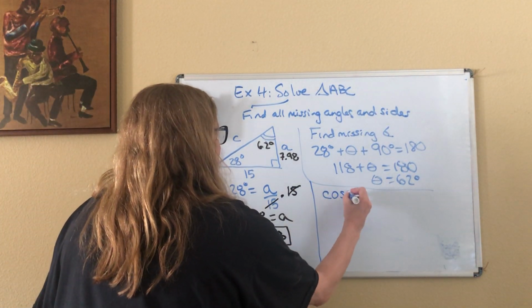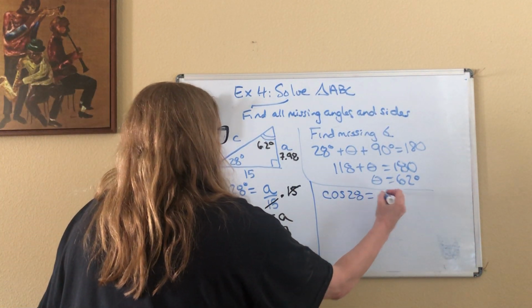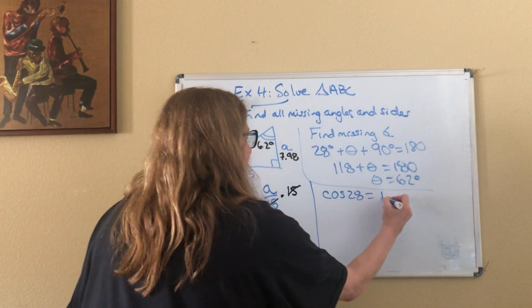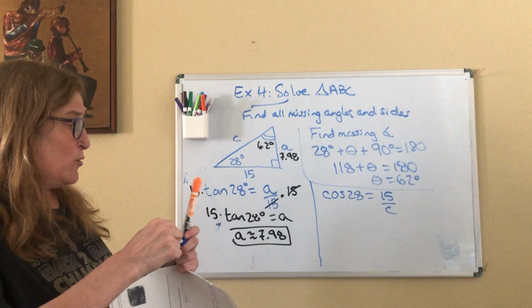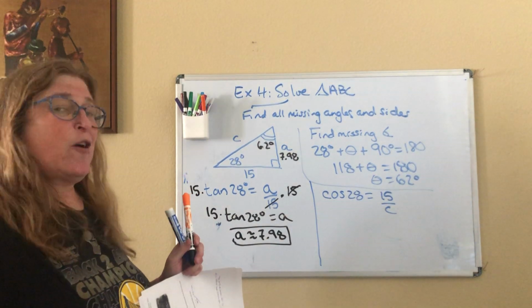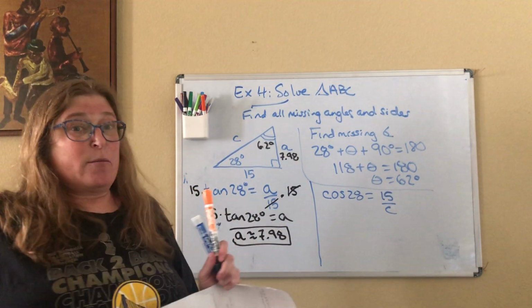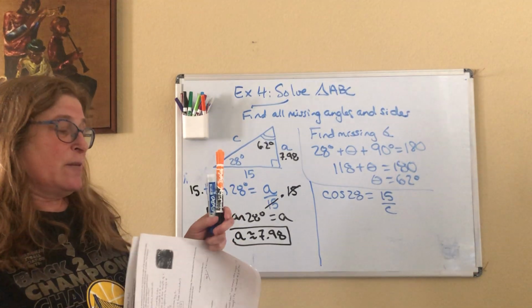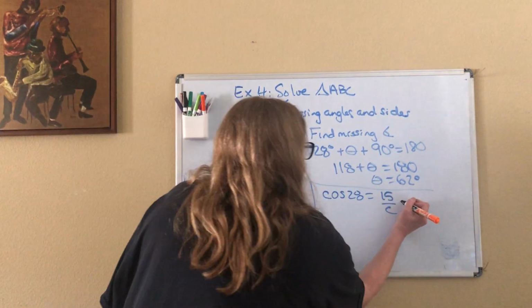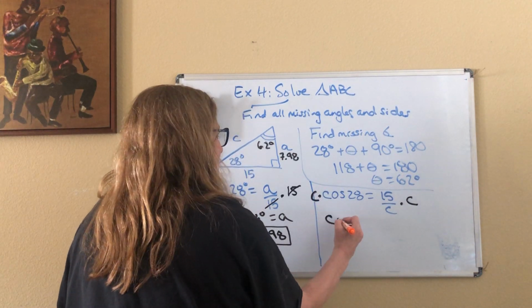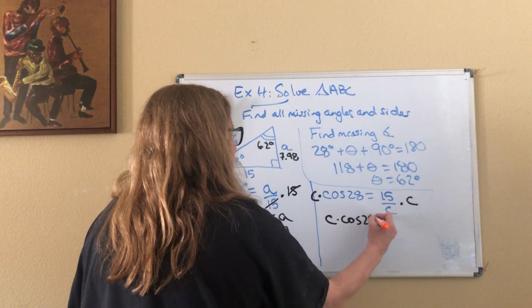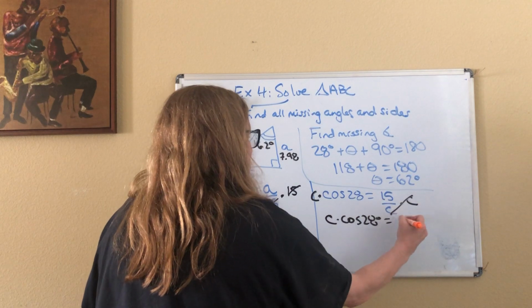So cosine of 28 is equal to the adjacent side over the hypotenuse. Now notice this one's going to be a little bit more difficult because the variable's on the bottom, but we know how to deal with variables on the bottom. We're just going to multiply both sides by C, and we're going to get C times cosine 28 equals 15.